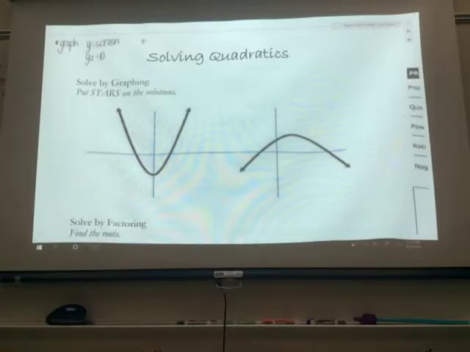Another way we've learned to solve is to factor. The way we factor is by using x's and mistakes. Once you've found the factors, you take those factors, you set them equal to 0, and you solve. Always, we are solving quadratics, therefore our goal is to have x equals a number, always.